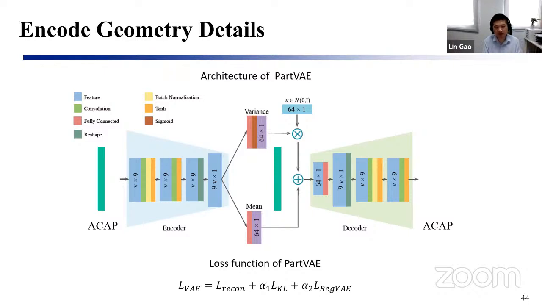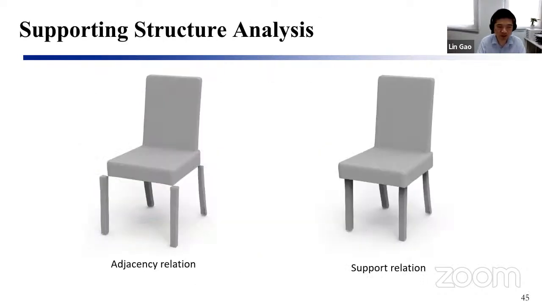But there is also something not so easy to handle, because not only the geometry detail, with this technique we could generate the geometry details, but there are also structures for the 3D model. If we generate the parts separately, and look at the left figure, the whole shape is not meaningful. Only the adjacent relation is not enough.